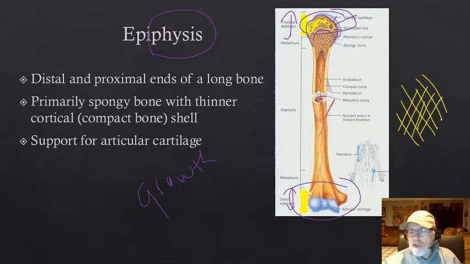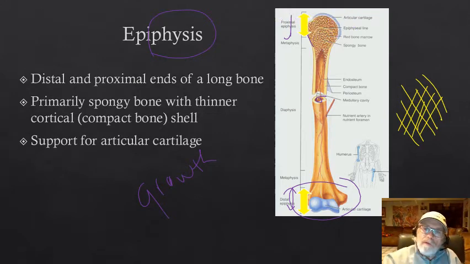The epiphysis is the end of the bone, both the proximal and distal end, mostly a very thin cortical shell around the outside, filled with more cancellous bone. And on the tip of it, on the end of it, is where we're going to have what's called our articular cartilage. The cartilage is going to make contact with the adjacent bone to it, and we'll talk a little about that in a minute.